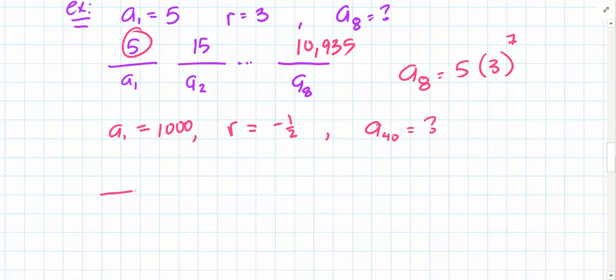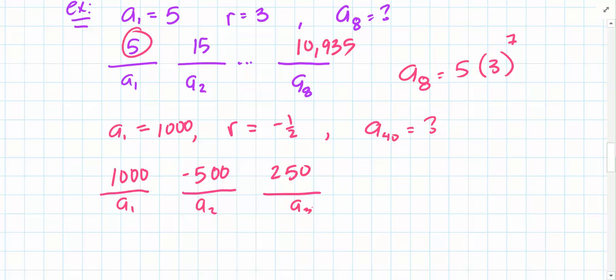So write out the first 2 or 3 terms. We'll do the first one we know is 1,000. And so if the ratio is negative 1/2, then what does the second term have to be? Negative 500. Very good. Okay. If the ratio is negative 1/2, again, what does the third term have to be? Is it positive or negative? Positive 250. Yeah. All right, good. So here's a sub 1, here's a sub 2, here's a sub 3. Could you then skip up to a sub 40?